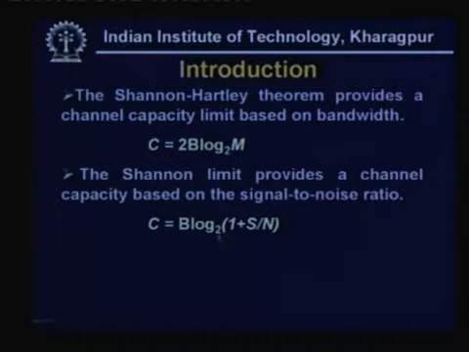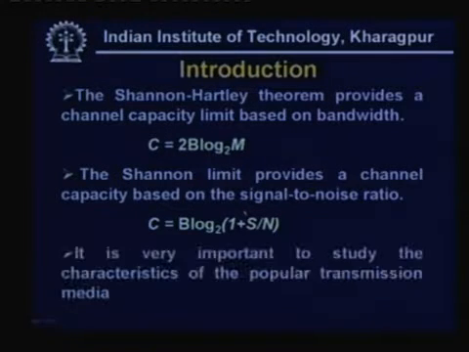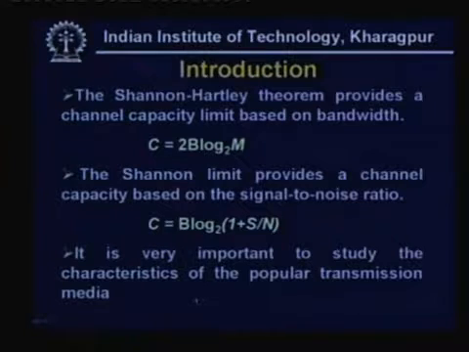Similarly, if we look at another important equation that gives the Shannon limit, that provides a channel capacity based on the signal to noise ratio. So here we see the upper limit for information exchange is given by B log base 2 of (1 plus S by N). So signal to noise ratio plays a very important role. So the signal to noise ratio of the medium has to be studied, and we have to understand what are the different media characteristics with respect to signal to noise ratio. So this gives us the need for studying transmission media, and particularly it is very important to study the characteristics of the popular transmission media, which we shall do in this lecture.